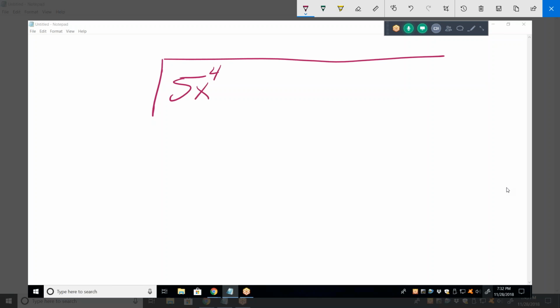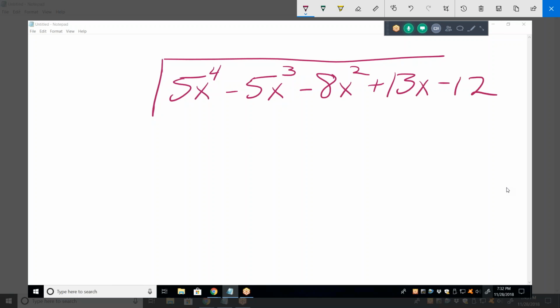Minus 5x cubed minus 8x squared plus 13x minus 12, divided by x minus 6. Okay, again, we're not missing anything, so we don't have to worry about these dummy markers. They haven't given you any problems like that yet.